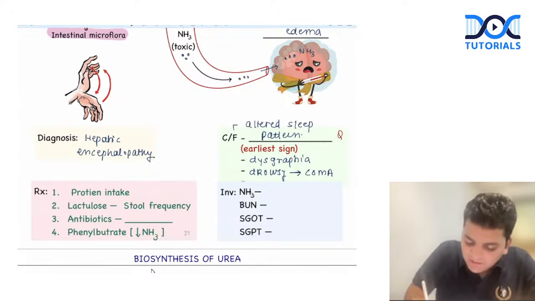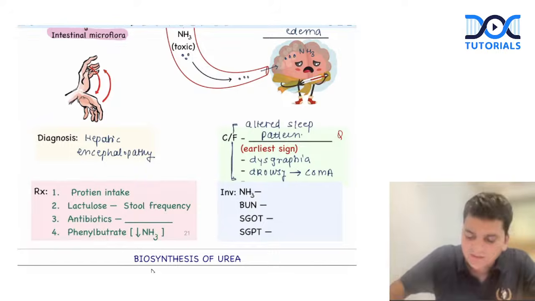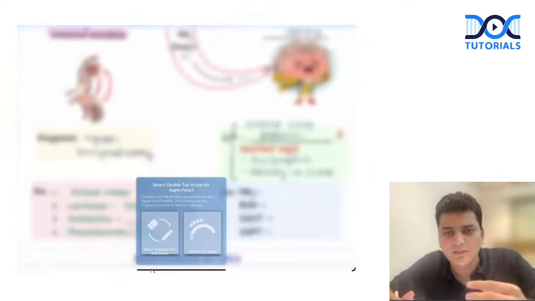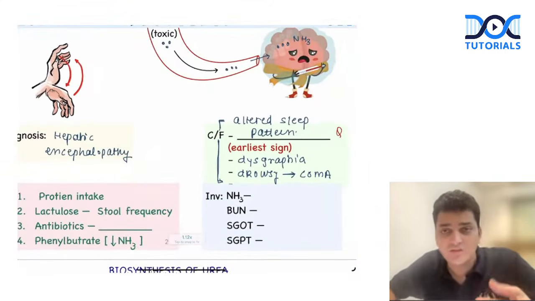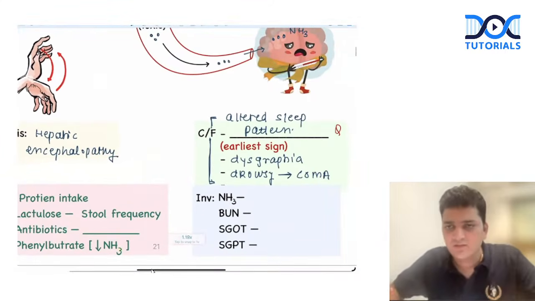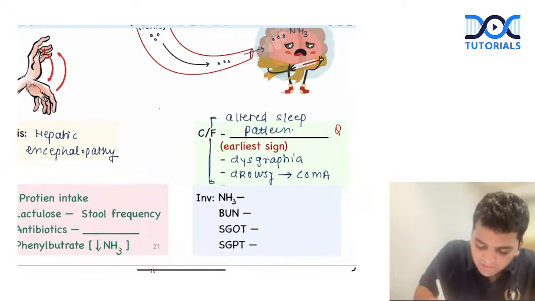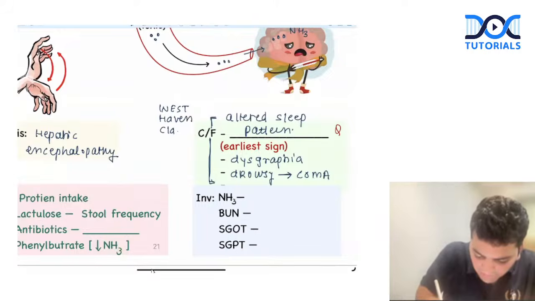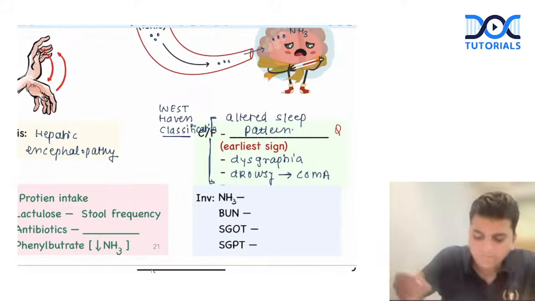To classify this, we use a classification. Can you tell me the name of the classification used to say the stage of hepatic encephalopathy? How do we decide the stage? The more the drowsiness, yes, that is called the West Haven classification. We use the West Haven classification for that.